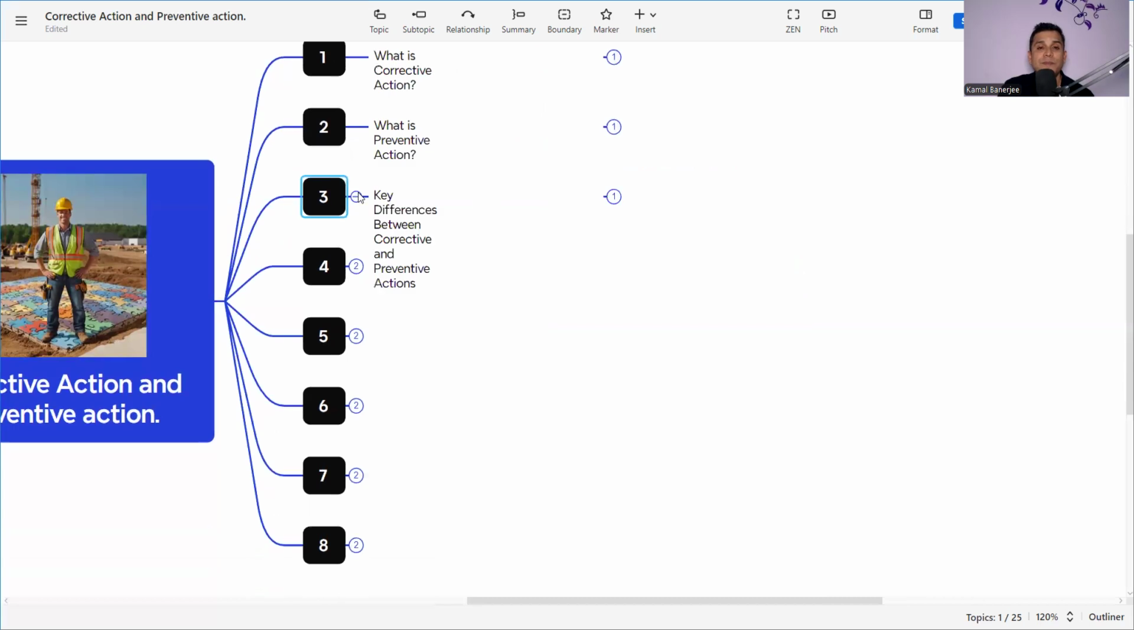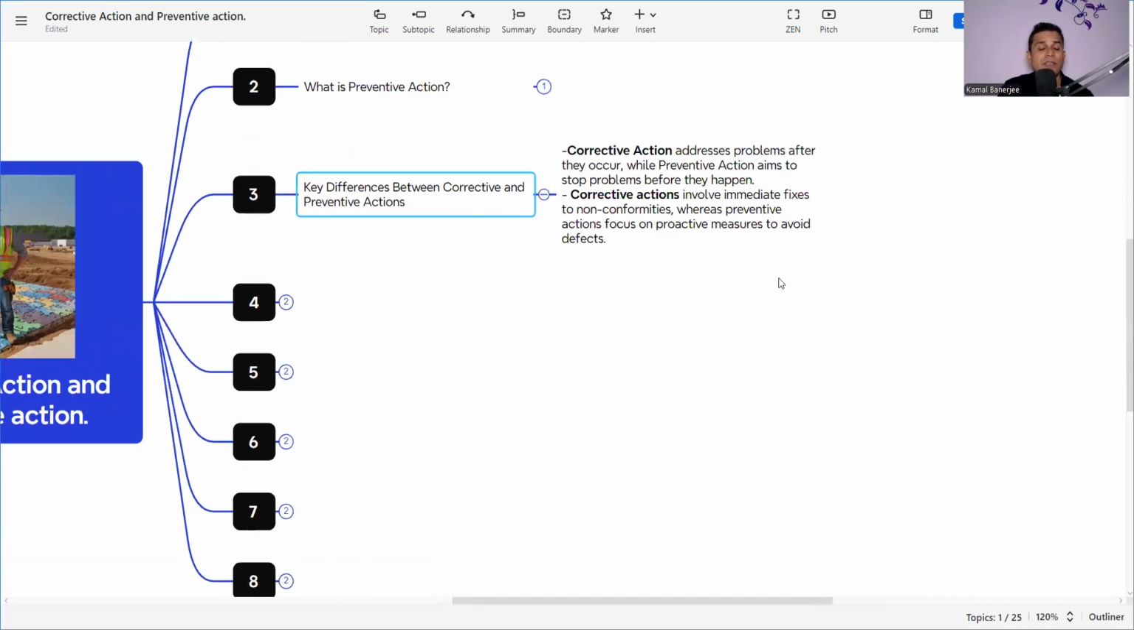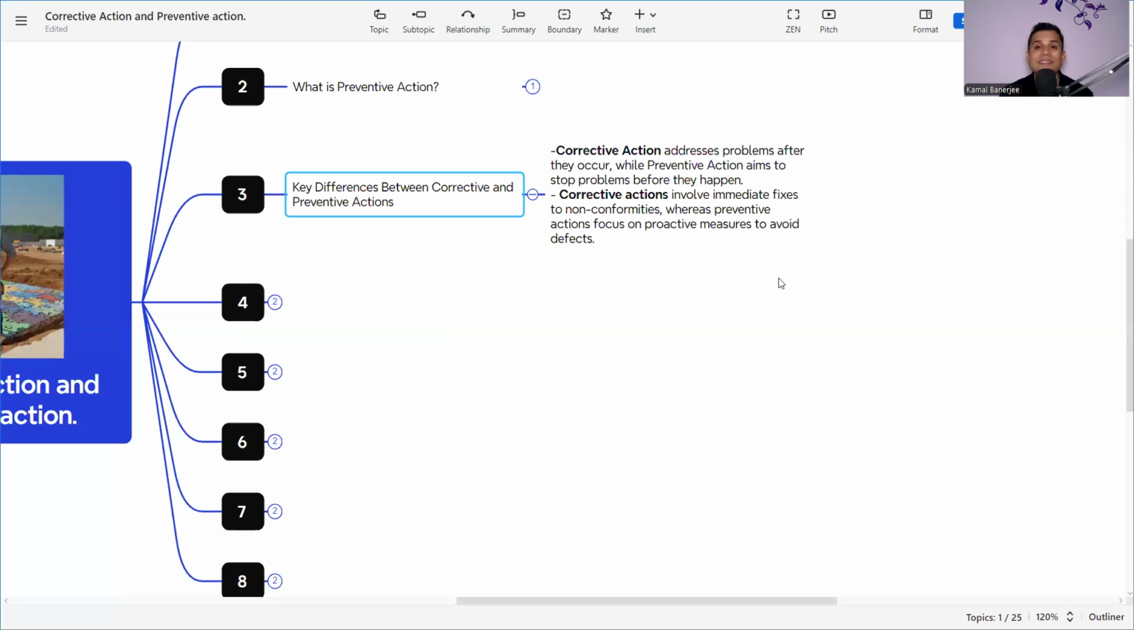The next part is, what is the key difference between corrective action and preventive action? Already I discussed, the corrective action addresses problems after they occur. So when we identify a problem in the process or in the product, then the corrective action is in place to mitigate that problem.